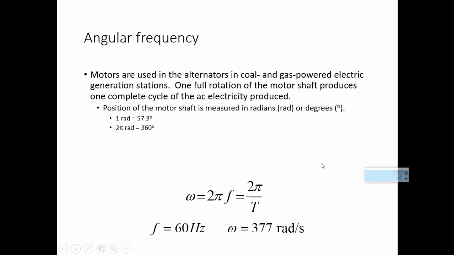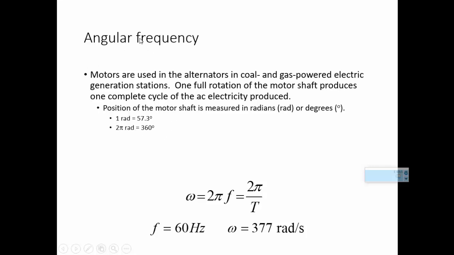Now, when we talk about angular frequency, we're dealing with things like motors, for example. Motors are used in alternators in coal and gas-powered electric generation stations. One full rotation of a motor shaft produces one complete cycle of an AC electric circuit. So the position of the motor shaft is measured in radians or in degrees. We're saying that 1 rad is about 57.3 degrees and 2 pi rad is about 360 degrees.